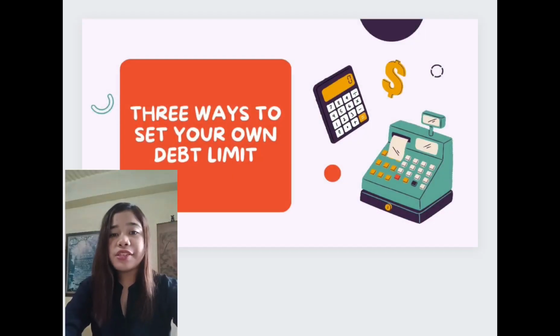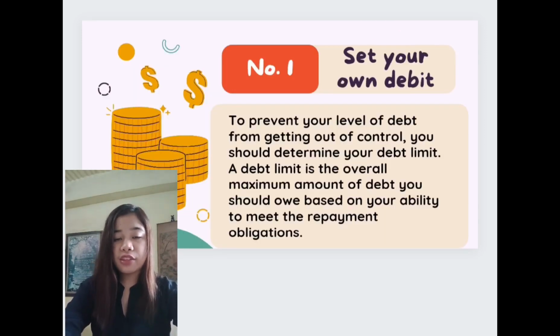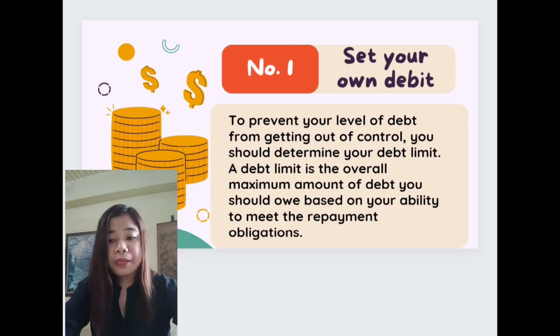What are the 3 ways to set your own debt limit? Number 1 is set your own debt limit. To prevent your level of debt from getting out of control, you should determine your debt limit. A debt limit is the overall maximum amount of debt you should owe based on your ability to meet the repayment obligations. Assess your income and expenses.